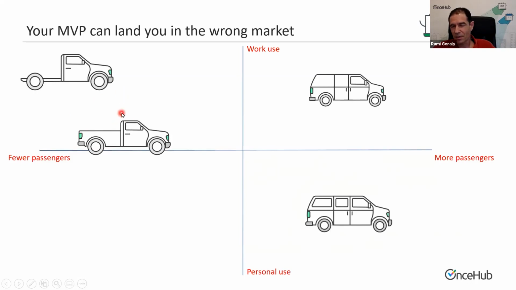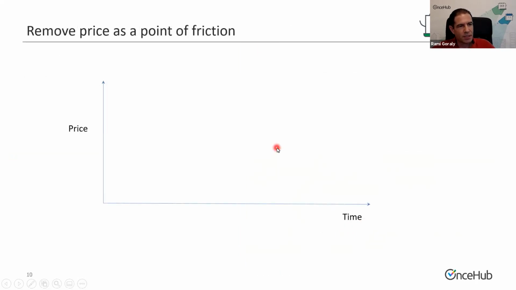It can turn out to be a great truck, but it will not turn out to be a family minivan. Let's also talk about pricing. That's another very important factor. And my recommendation is to take pricing out of the equation initially. You don't want to do two things at the same time.